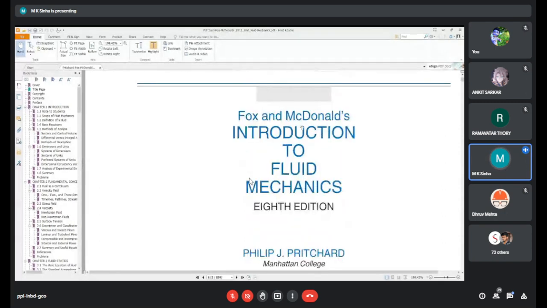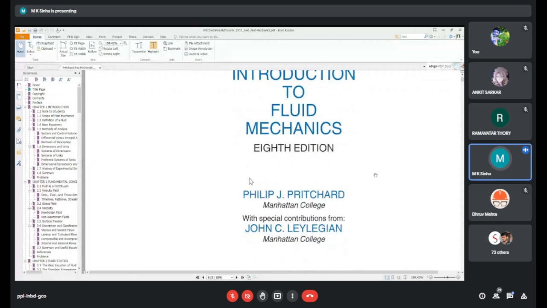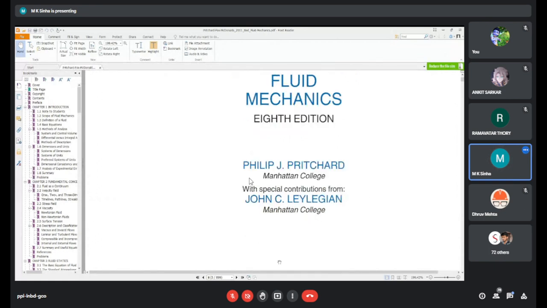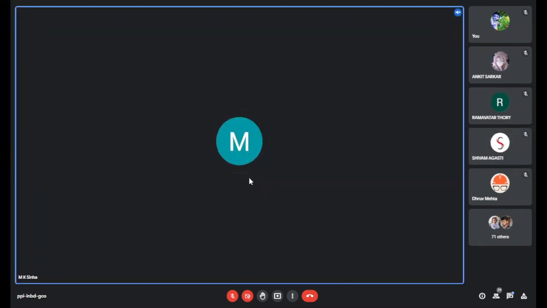Only, the Fox and McDonald book is now by Pritchard and Leylegian. They have modified it and added some examples. That's all. The basic book is written by Fox and McDonald, and the 9th edition has been modified by other authors. So you can download it. Let us see the solution.